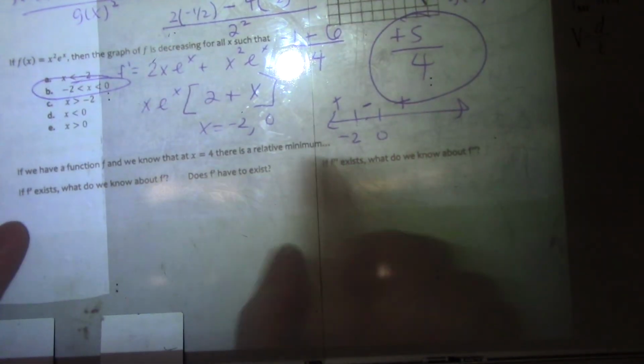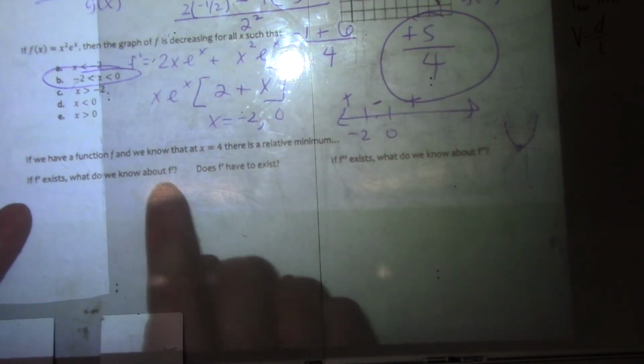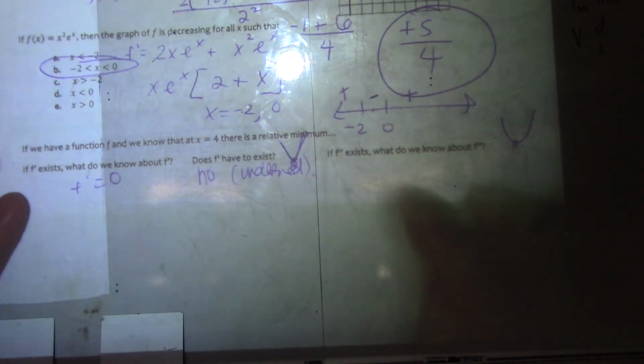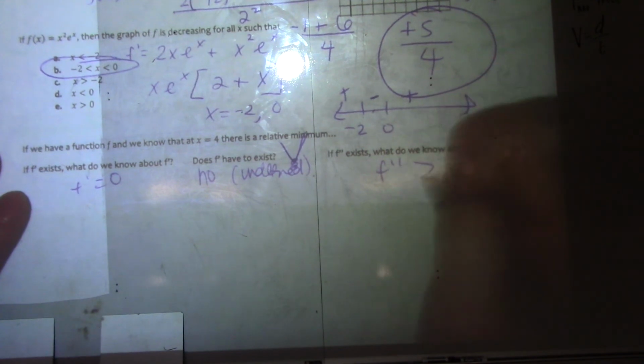For relative minimum, if f prime exists, then we know that f prime is 0. Does it have to exist? No. It could be undefined. It could look something like this. So no, could be undefined, right? Not necessary for f prime to exist. And if f double prime does exist, what do we know about f double prime? Well, this would be concave up, so f double prime would be positive. This is f prime. We're going to be looking at 2.